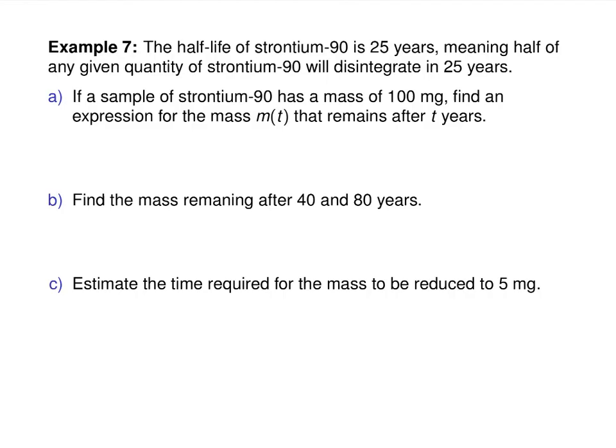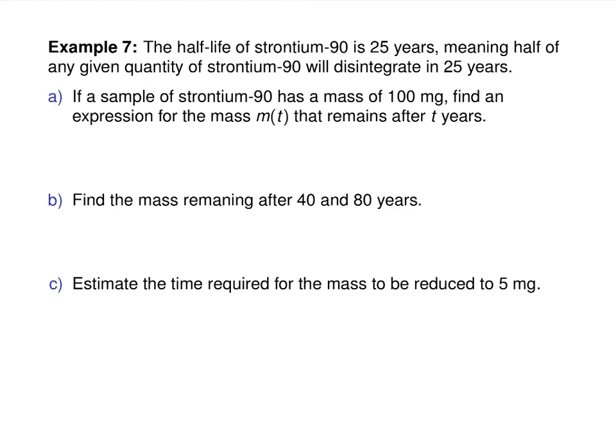Okay, so next one, same idea except it's half-lives. So here's my chemistry. The half-life of strontium-90 is 25 years, meaning half of any given quantity is going to disintegrate in 25 years. So if your sample has 100 milligrams to start, give me an expression for the mass after t years. When you double, we repeatedly multiply by 2, right? When you half, what do you repeatedly multiply by? Like you'd say you start with 100, then you're going to half it, and half it again, right? Halving involves either division by 2 or multiplying by 1/2.